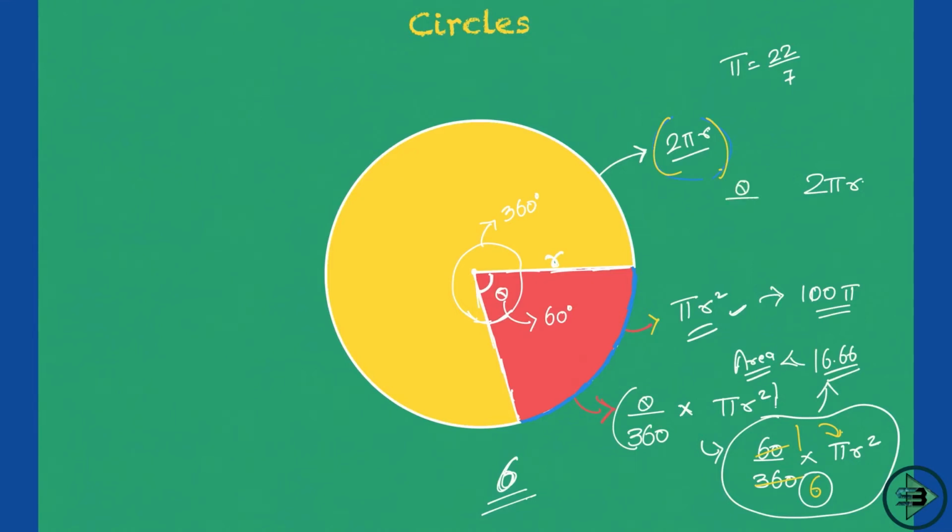Theta is what part of 360? Give me that much part of the circumference, that is 2 pi r. So this becomes the length of the arc. The total is the circumference, and if I just take the part of it, it will become the length of the arc. That is given by this simple formula, theta upon 360 into 2 pi r.